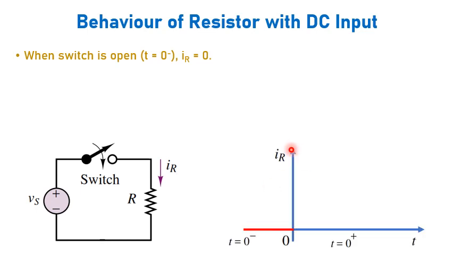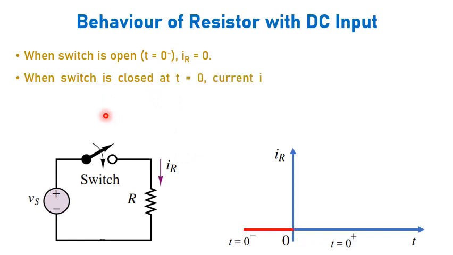So this is a graph showing the variation of current with respect to time, and this is called time t equal to 0. That is, it is the instant at which the switch is closed, and the time before the switch is closed is called t equal to 0 minus. It means during the switch is in open condition, and after the switch is closed I will call this time as t equal to 0 plus, that is after the switch is closed.